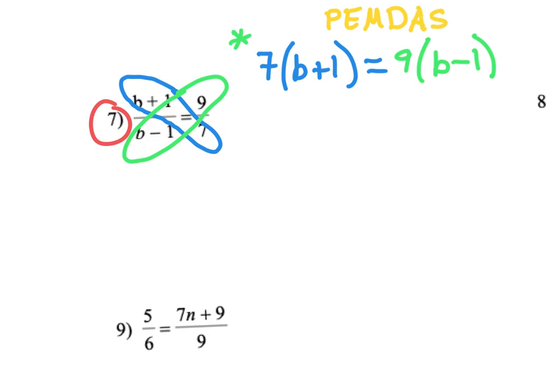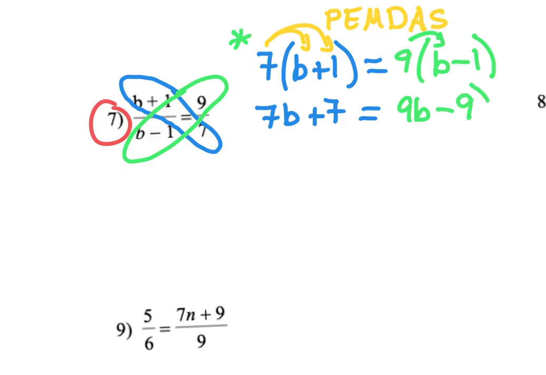Okay, so we need to start with the distributive property. We need to start by multiplying 7 times b, and 7 times 1 is 7. And on the other side, we have 9 times b is 9b, minus 9 times 1. Okay, whoops, I'm sorry, we don't actually need these parentheses anymore because we've just done away with that. So they're no longer needed. Okay, so there's my 9.